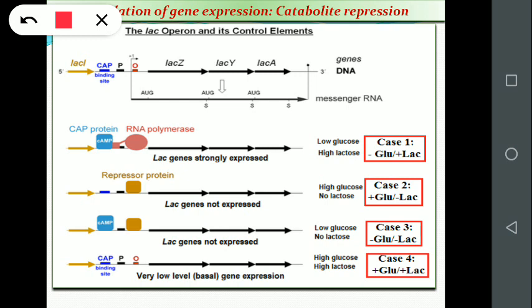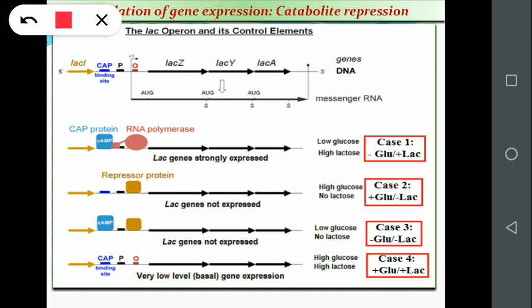And in the third case, both glucose and lactose are absent. Then the lactose operon must be repressed because there is no lactose. Here, because the glucose is absent, the cap site is occupied and the activator is there, but because the lactose is absent, the repressor is also there. So we have the repressor as well as the activator. Even though the activator is there, the repressor is obstructing the movement of RNA polymerase, so the lac genes are not expressed at all.